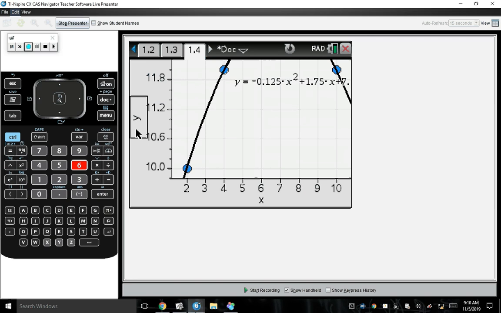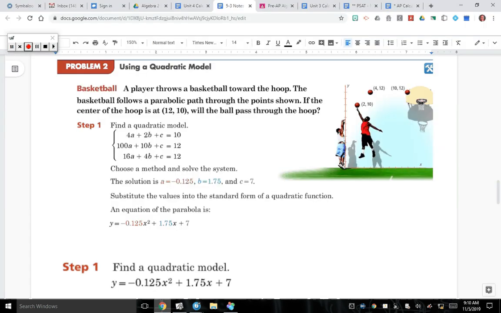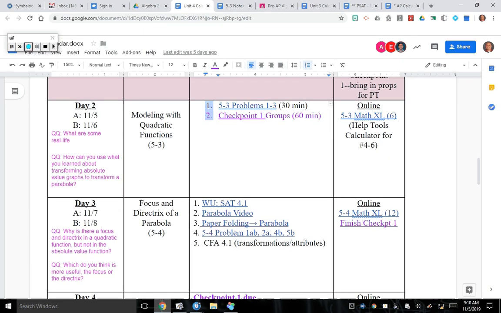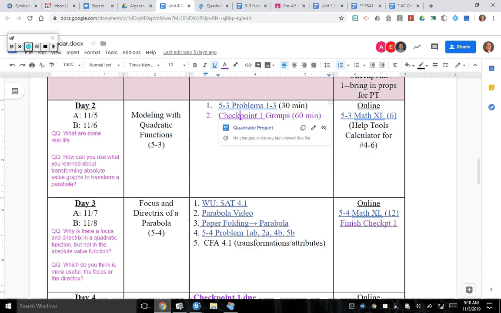Alright, so to finish up this video, we're going to go to checkpoint 1, and I'm going to quickly review a couple things with you. FYI, this 5.3 Max XL, the homework, I will assign tonight, and that one will be due on Wednesday. It's always by midnight the next class.